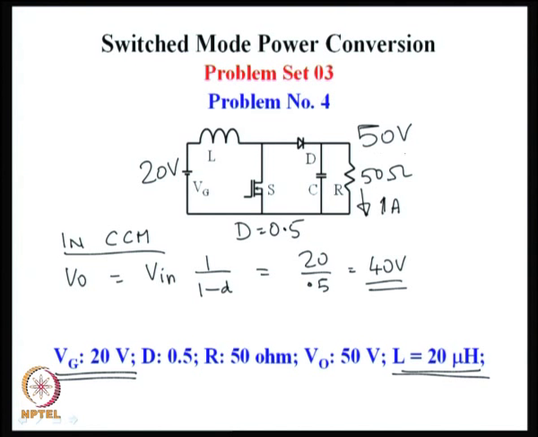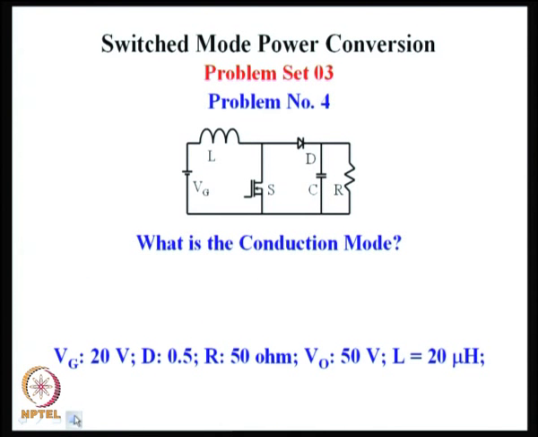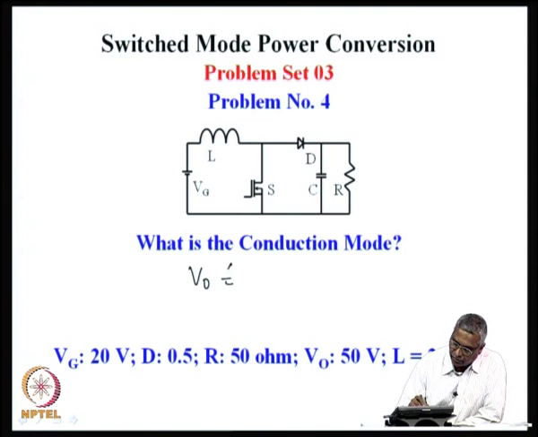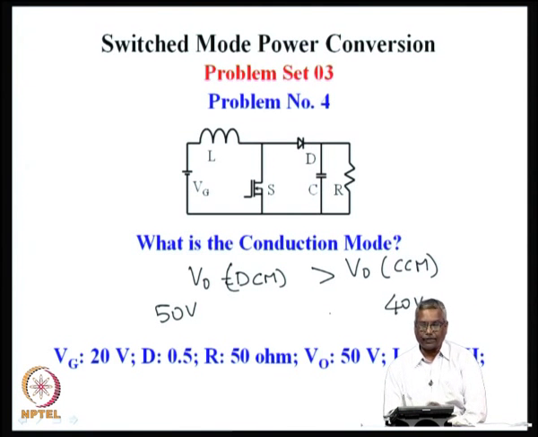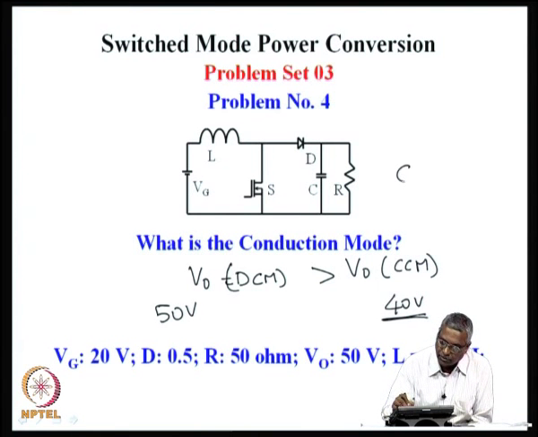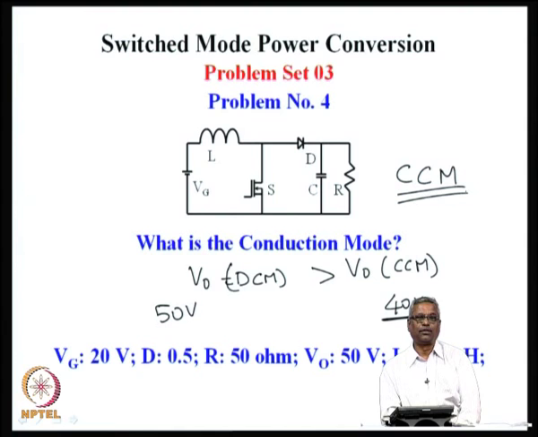What we see here is an output voltage of 50 volts. V naught is 50 volts. So, it is possible now to evaluate whether the conduction mode is CCM or DCM. We know that V naught in DCM is always greater than V naught in CCM. So, clearly in this particular case, the output voltage is 50 volts and the continuous mode output voltage is 40 volts. So, this being higher than the continuous mode voltage, the converter is operating in DCM. That is the first conclusion that we can make.